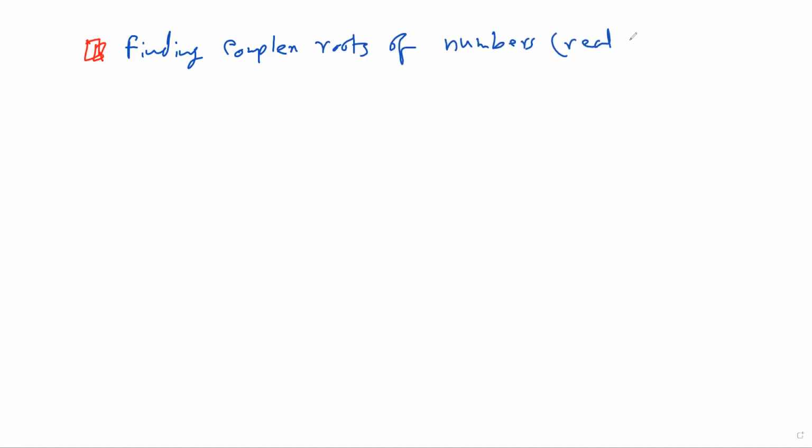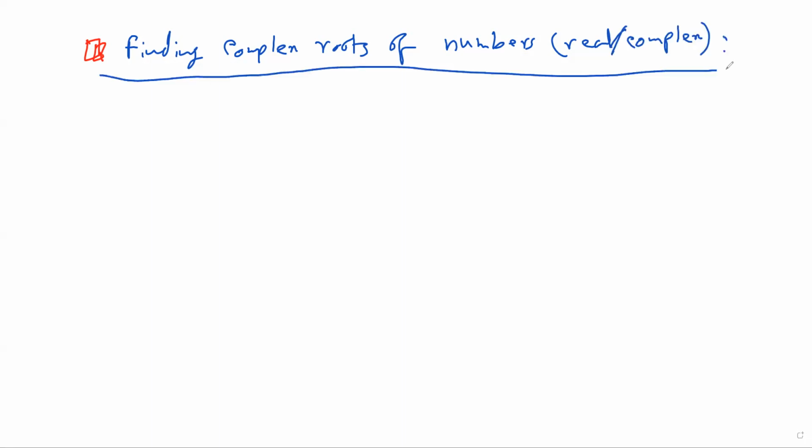All right, let's start. As I was saying, we are going to continue from where we left off in our last class. The main topic that we are going to discuss in today's lecture is finding complex roots of numbers. And that number doesn't necessarily need to be a real number. It can be a complex number. It can be real or complex. So how do we do that?